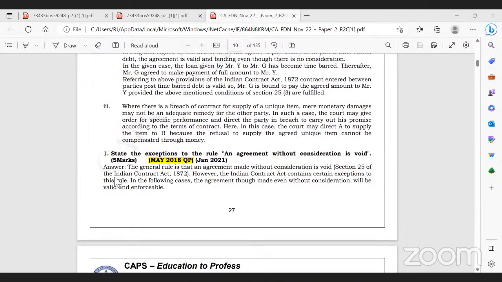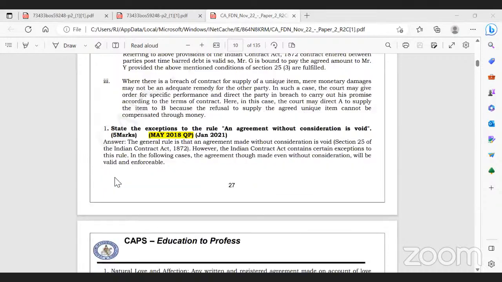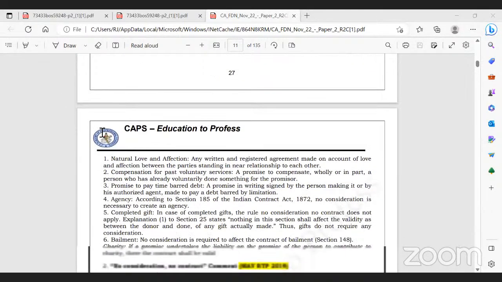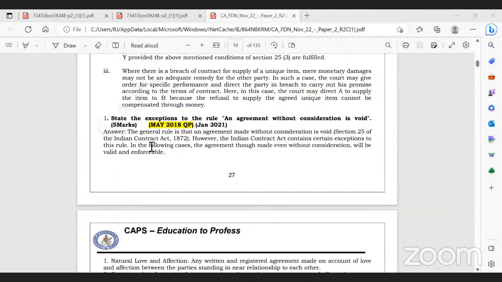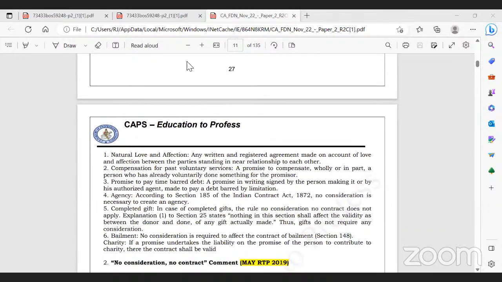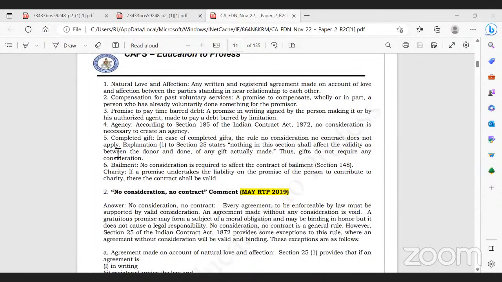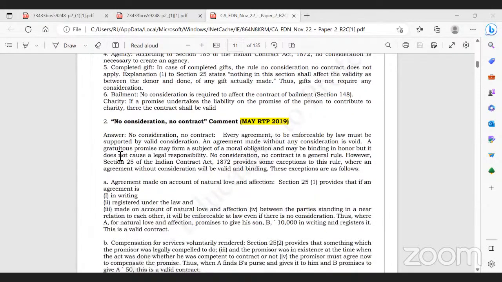Next question, state the exceptions to the rule: an agreement without consideration is void. So this is again, no consideration, no contract, with the exception of natural love and affection, which I just now told you. Explain what consideration is and when it is valid. There are some 6 or 7 ways in which, even when there is no consideration, it's a valid contract. Next question, no consideration, no contract, comment. Same. Next.